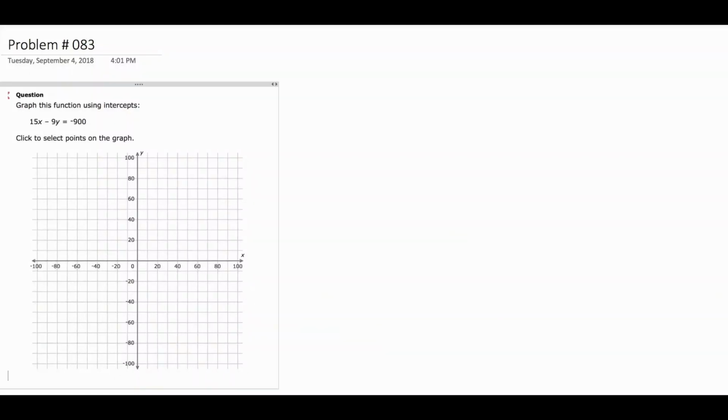Okay, so I'm going to show you two ways of doing this problem. This one says graph this function using intercepts.